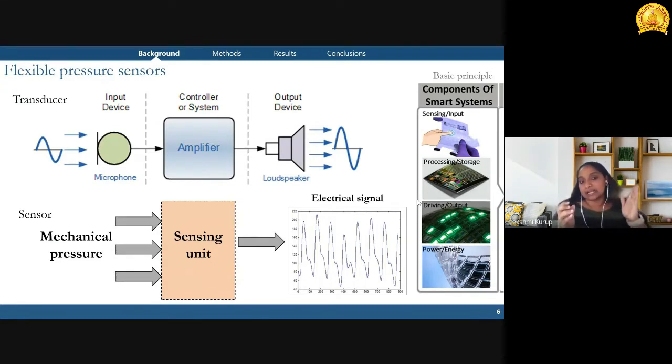So a mechanical pressure is applied on the device or the sensing unit and a corresponding electrical signal is obtained at output. So here we are fabricating a sensor which is flexible in device, which collects the mechanical pressure applied on it and converts the mechanical pressure into a corresponding electrical signal.